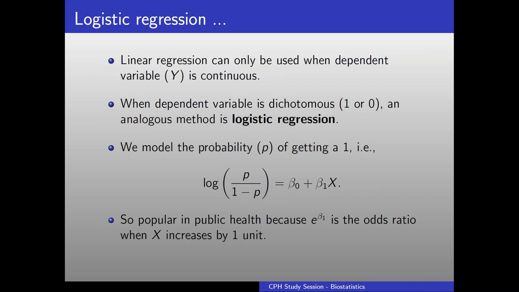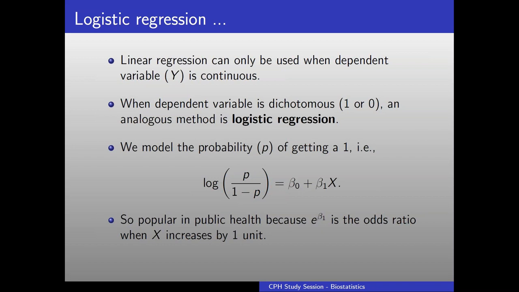To remember when determining whether to use linear regression or logistic regression is what type of outcome variable, what type of dependent variable do I have? If I have a continuous outcome, then I should use a linear regression. If I have a dichotomous outcome, then I should use a logistic regression. In this case, because the dependent variable is dichotomous, we model the probability P of getting 1, so one of the categories of the dichotomous variable, and the model looks similar to your regression as before.